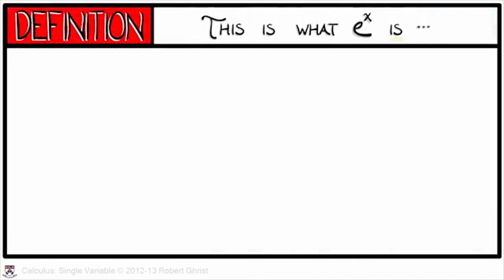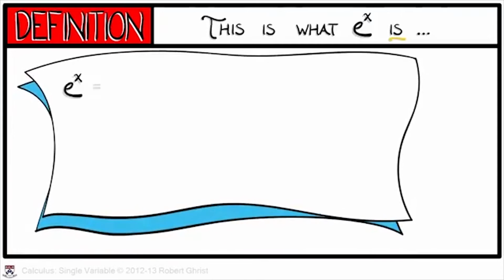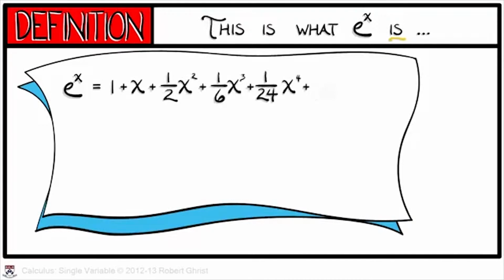We therefore move to the definition for the purposes of this course. This is what e to the x is and means. We define e to the x as 1 plus x plus 1/2 x squared plus 1/6 x cubed plus 1/24 x to the fourth plus 1 over 120 times x to the fifth, and this keeps on going and going.